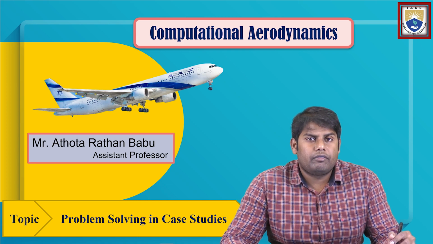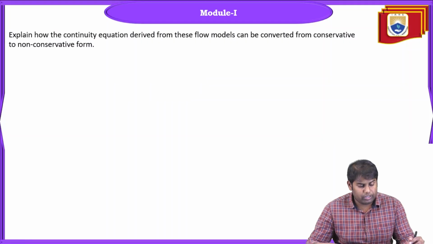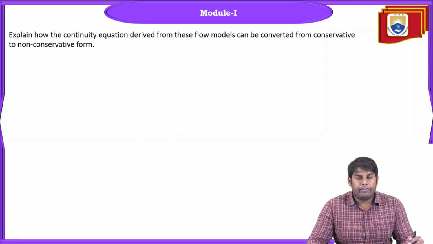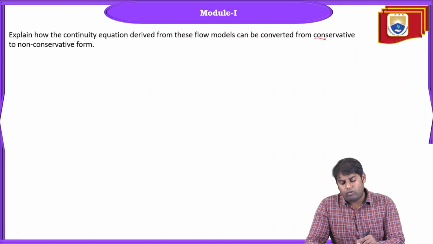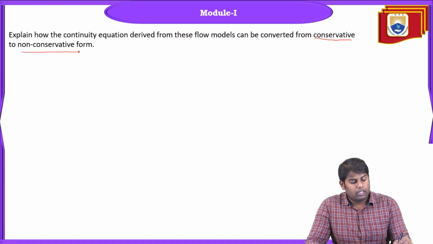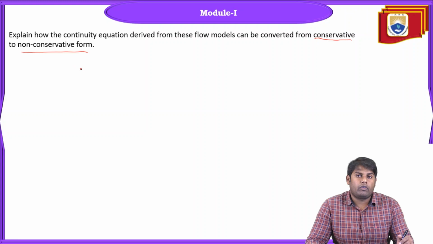So in this, the first one is all about how the continuity equation is derived from the models of fluid flow element, and how we can convert conservative to non-conservative form. So first here we should know basically what is conservative form and what is non-conservative form. Okay, so how do we model fluid flow? We take an approach called control volume, CV.